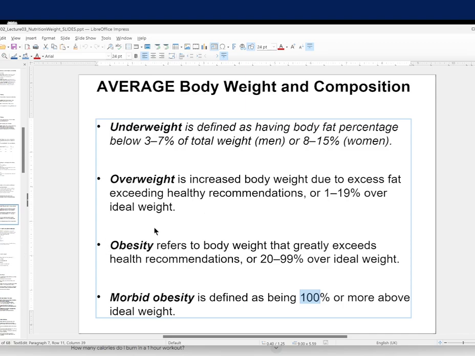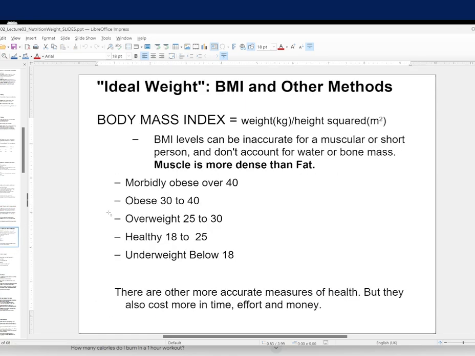Alright, so once again, what is the recommended weight? And there's two of the most common ways to measure whether you are in the normal or recommended weight level or not. One of them is the body mass index. The other one is body fat percent. Body fat percent is complicated. It must be done by an expert.